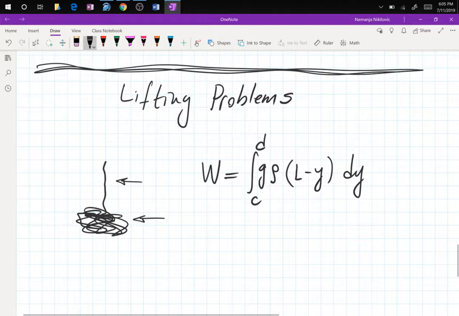Now, which term is making this chain heavier as you are lifting? Well, it's this one over here. The y is the variable, which is measured from bottom up. L is the length of the chain. And C and D is how far you're lifting. Maybe you just want to lift half of the chain. Great. C to D, half of the chain.